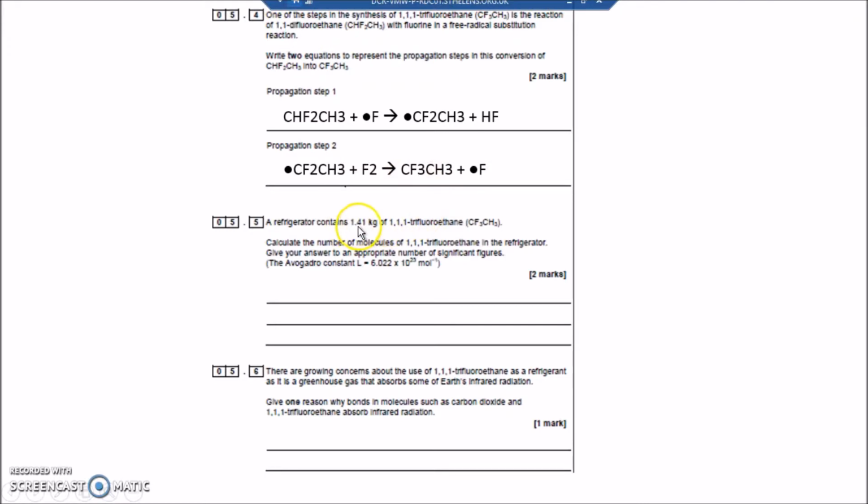A refrigerator contains 1.41 kilograms of this chemical. Calculate the number of molecules in the refrigerator. Give your answer to the appropriate number of significant figures. So why are we given mass? Why are we given a formula? We must be asked to work out the number of moles. Moles is mass in grams divided by relative formula mass.